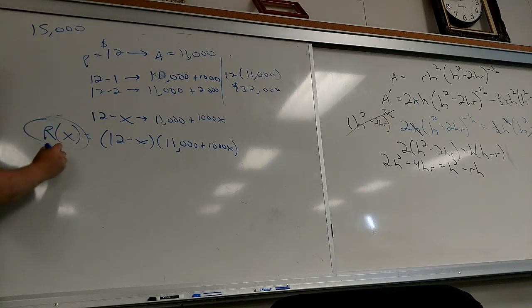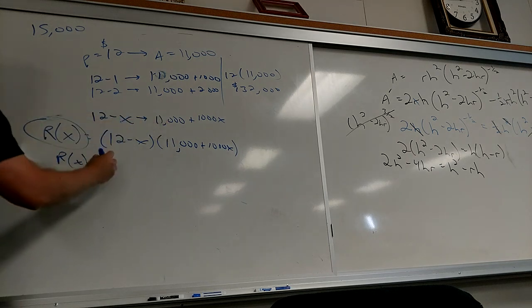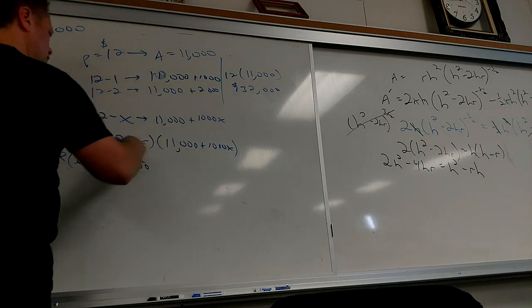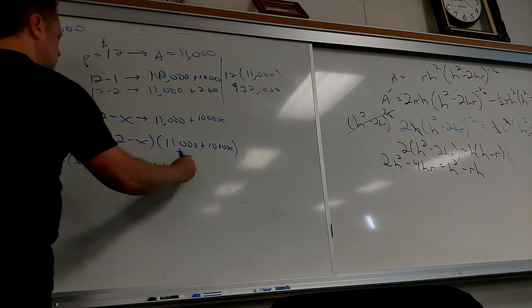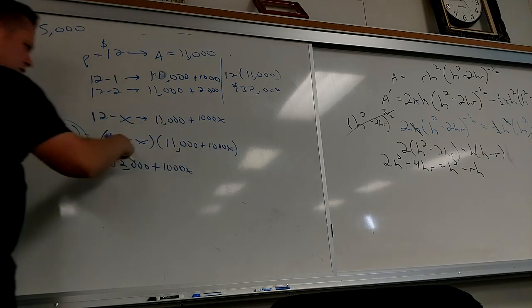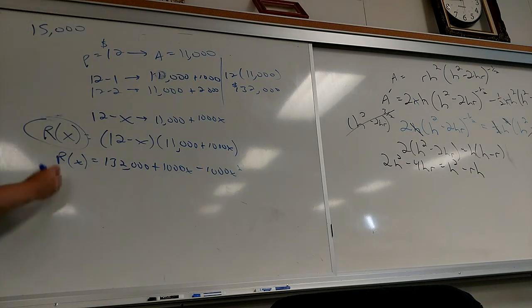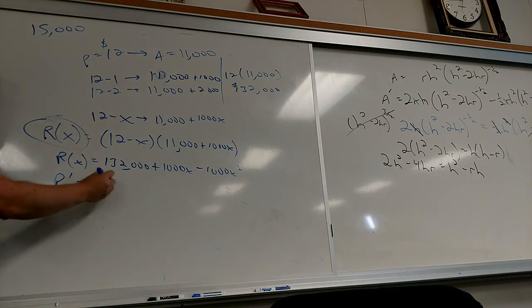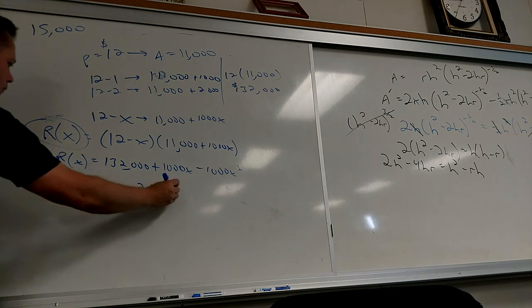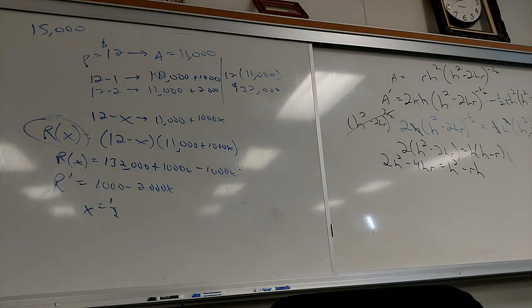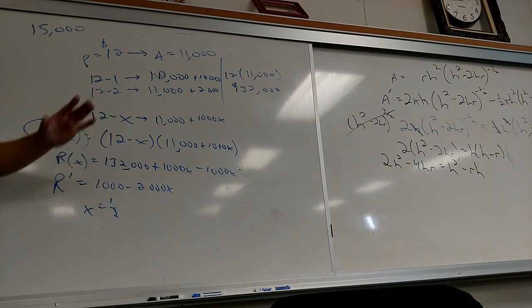So then you can distribute. There's the 132,000 minus 11,000x plus 12,000x, so I get plus 1,000x. So minus 11,000x plus 12,000x, and then minus 1,000x squared. I take a derivative, and it looks like x is going to be 1/2. Is that cool? So if I lower the ticket price by $0.50, that looks to be the sweet spot in terms of revenue.